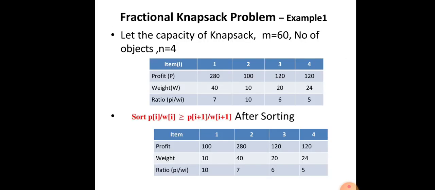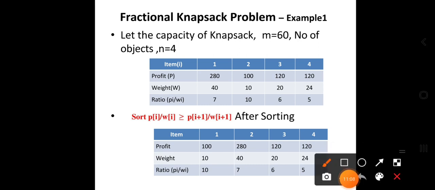Then we will look at a problem. Find the optimal solution for the following fractional knapsack problem. Given that there are 4 items and the capacity of the sack is 60, the weights are represented here and the corresponding profits are represented here. First, we draw a table containing each item. N is equal to 4, so there are 4 items.